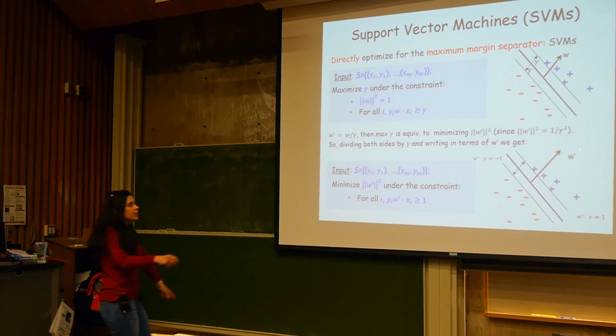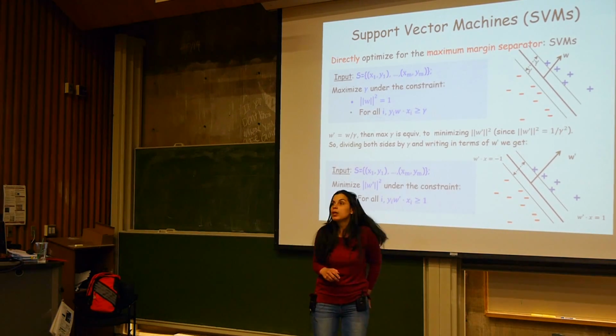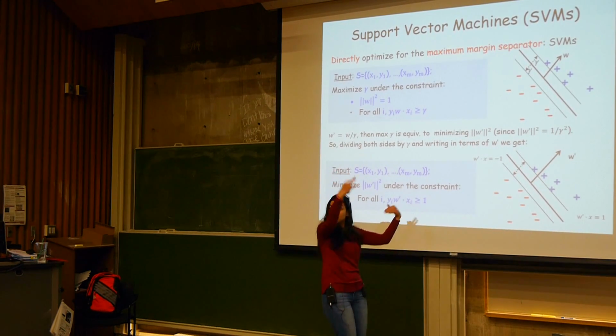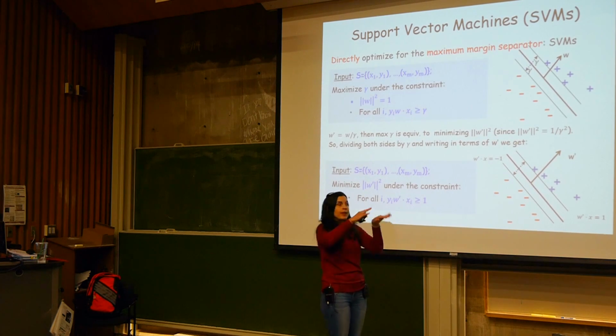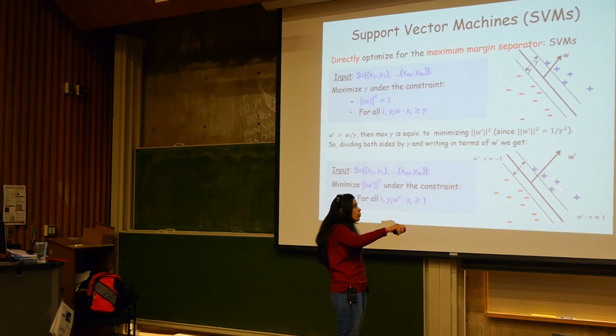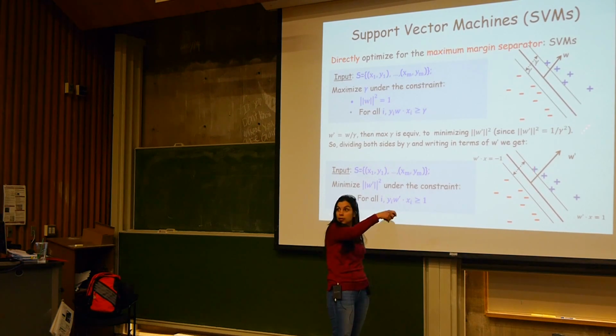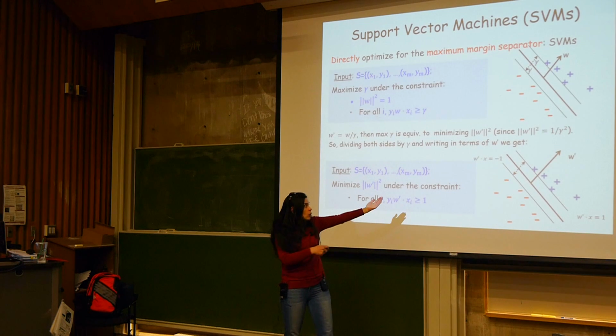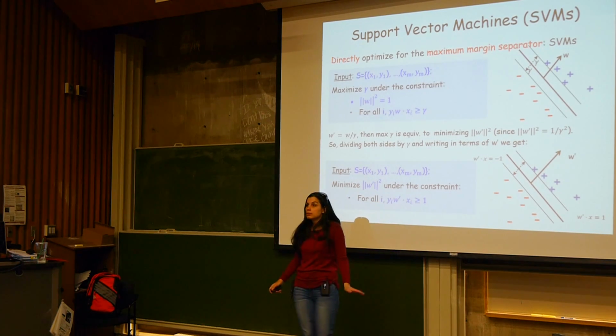And pictorially, this is a picture associated with this optimization problem. Now I'm trying to find the normal vector W prime and minimize its norm, but I also want to ensure that all the positive examples are on this side of the plane specified by W prime dot x equals 1. So I want all the positive examples to be above this plane, and I want all the negative examples to be below the plane specified by W prime dot x equals minus 1. Okay?